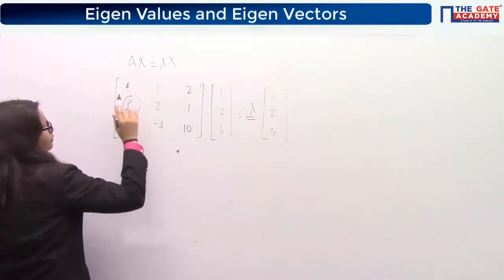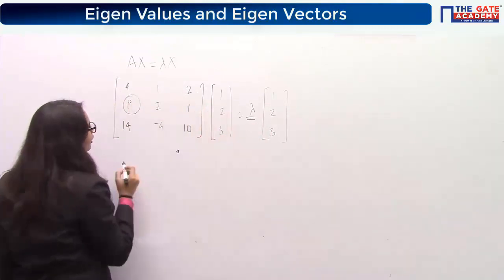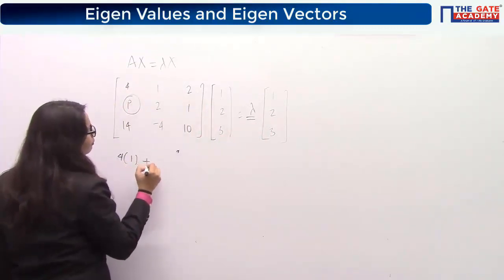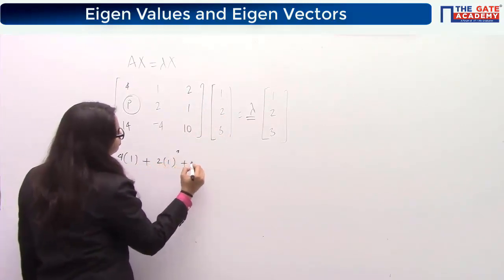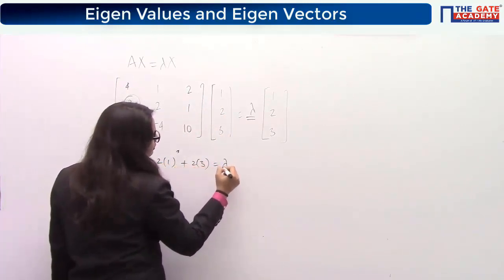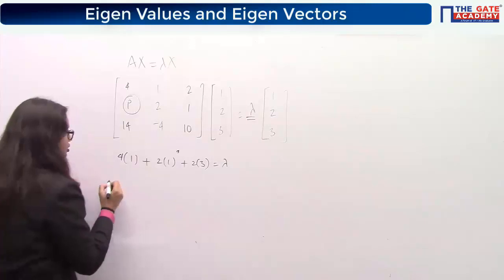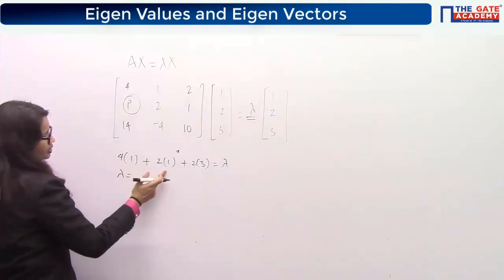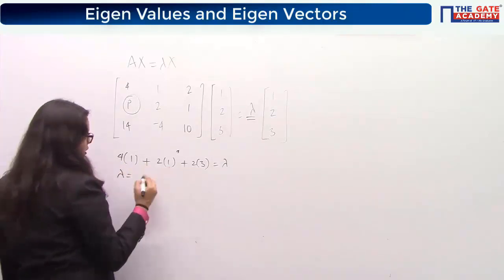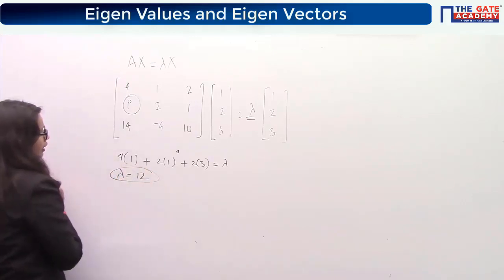So what we will do, we will just multiply the first row with this column so that you will get the value of lambda first. This will be equal to lambda times 1, that is lambda. So lambda is coming out to be 4 plus 2, 6, 6 plus 6, 12. This is your lambda value.